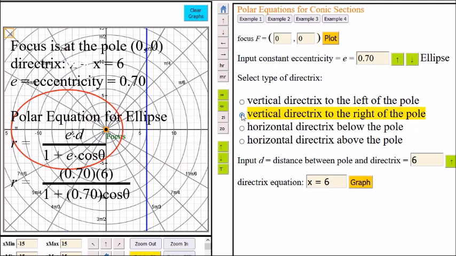And now let's move the vertical directrix to the right of the pole. So this is a vertical directrix to the right of the pole. Then the corresponding polar equation will be r equal to ed divided by 1 plus e cosine of theta.